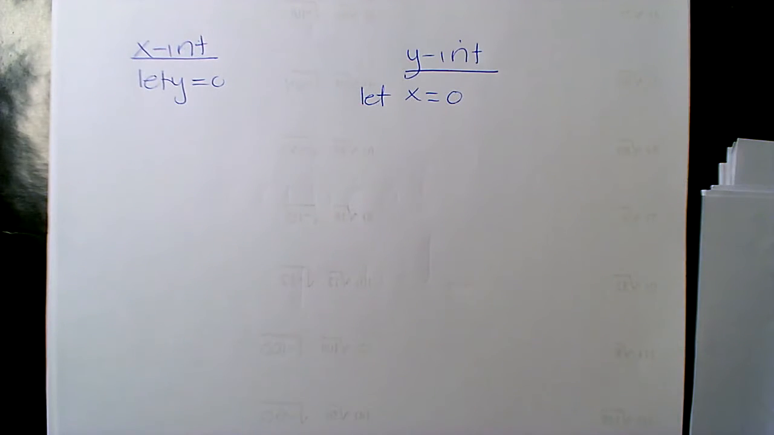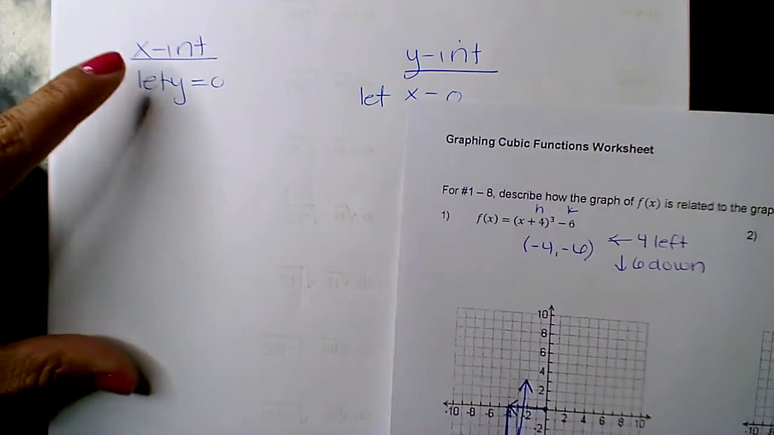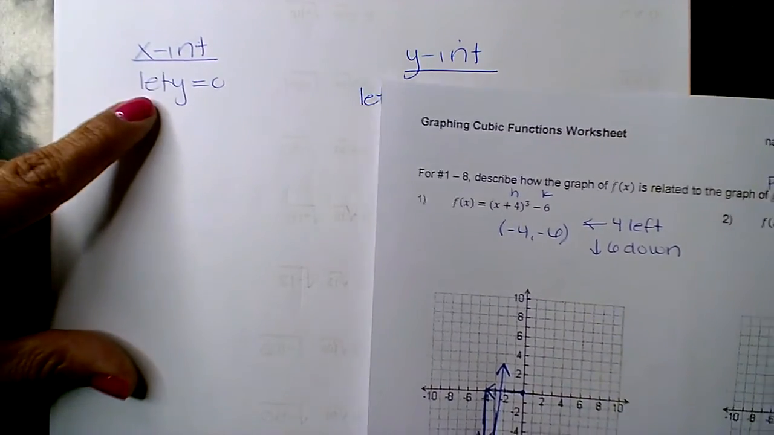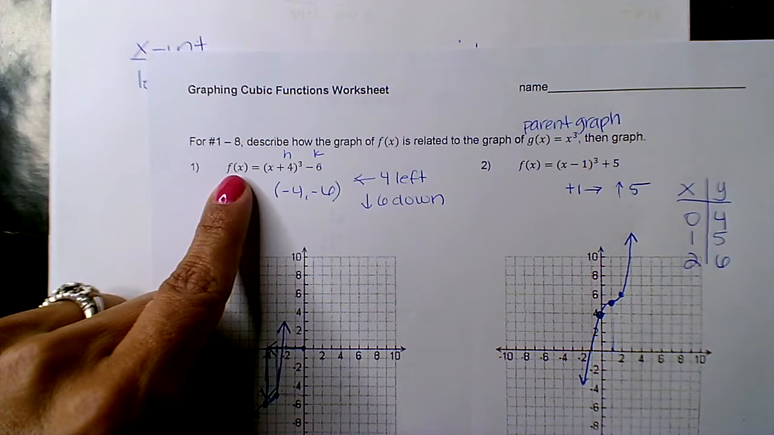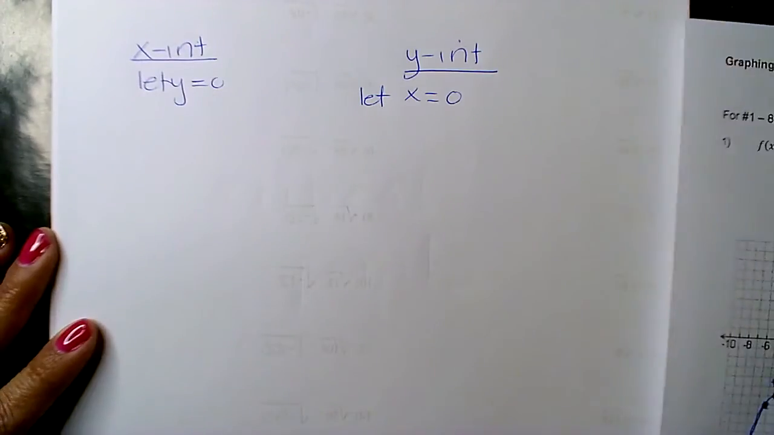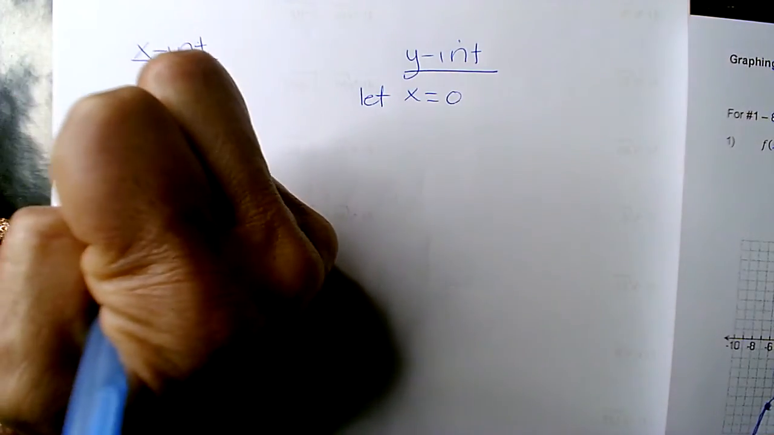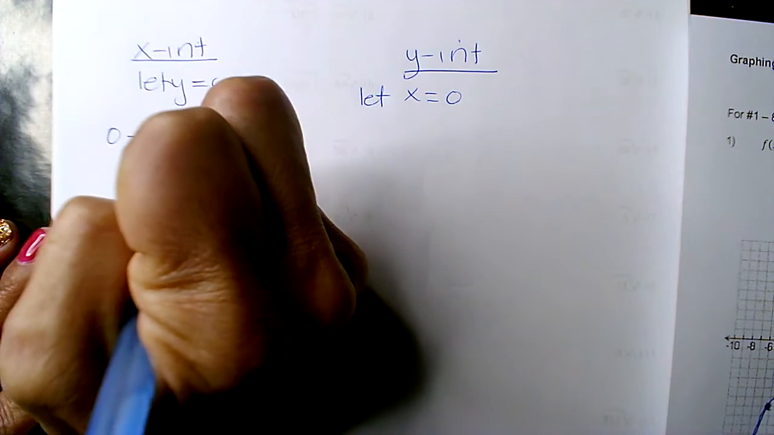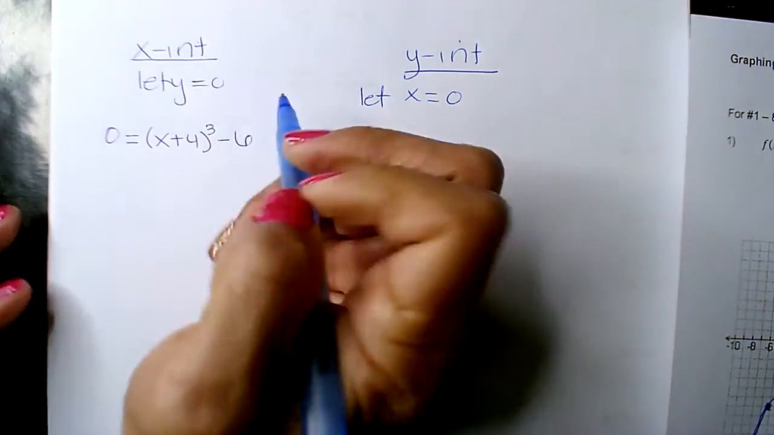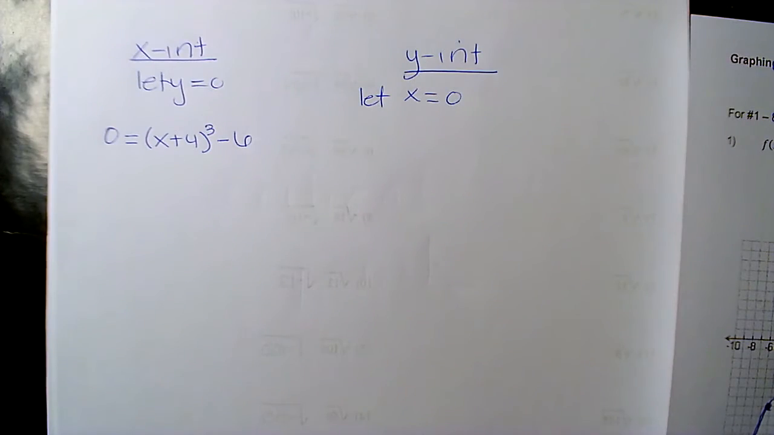Okay? So if I want the x-intercept, I'm going to let y equal 0. So in place of f of x, I'm plugging in a 0. I'll pause, and at some point I'll stop the video so that you can copy number 1, and then I'll restart the video again.